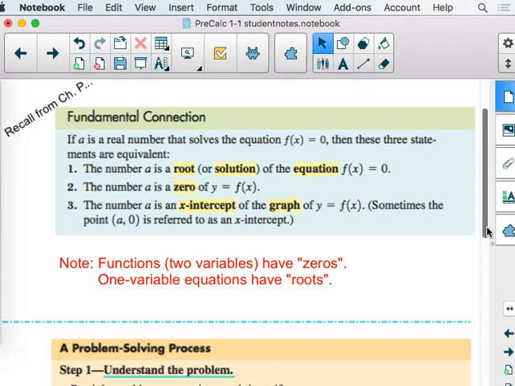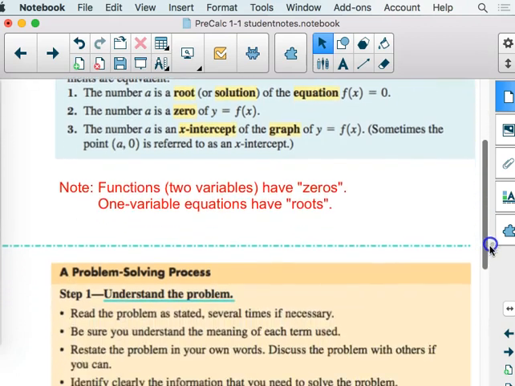If every quadratic can be solved by completing the square, then when you take the root, you really are finding those zeros. So if a is a real number that solves the equation f of x equals 0, then these three statements are equivalent. It's the root, it's the solution of the equation. It's the zero. The number a is the x-intercept of the graph. So we're putting that all together. What do we see when all this is together? So sometimes the point (a, 0) is referred to as the x-intercept. Usually that's a good graph. You want to find out where it's crossing.